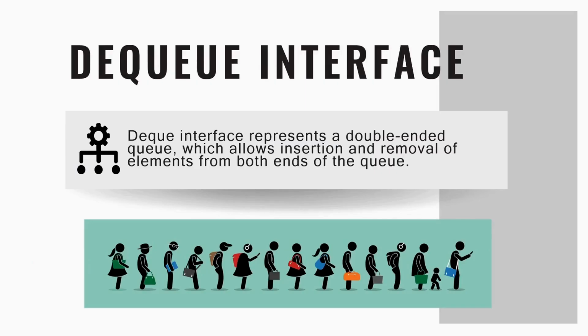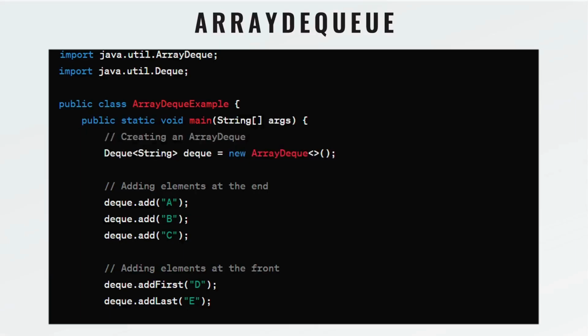The deque interface in Java represents a double-ended queue, which allows insertion and removal of elements from both ends of the queue. ArrayDeque in Java is a resizable array implementation of the deque interface. It does not have the capacity restriction of a regular array and grows dynamically as elements are added. You can use the add method to add elements at the end or use addFirst to add them in the front.